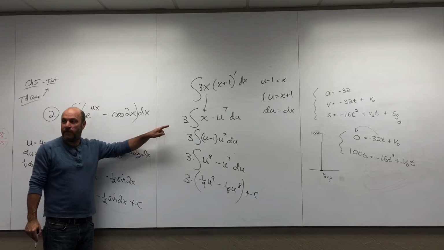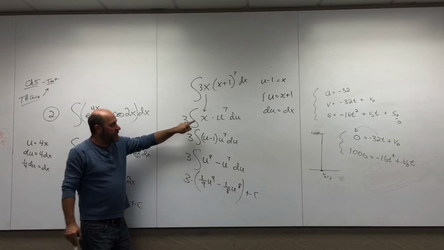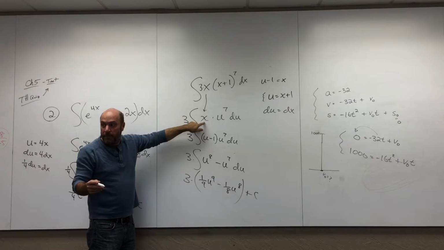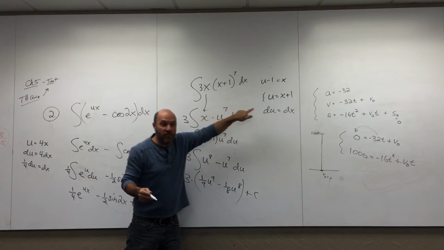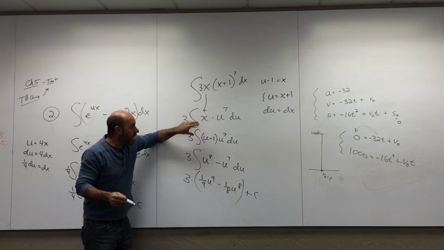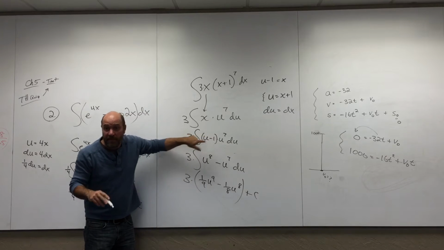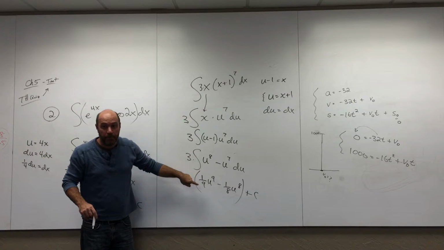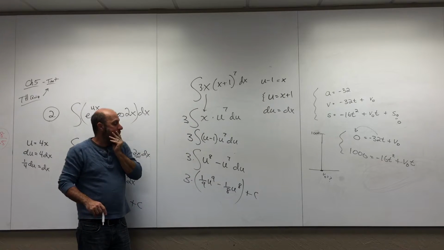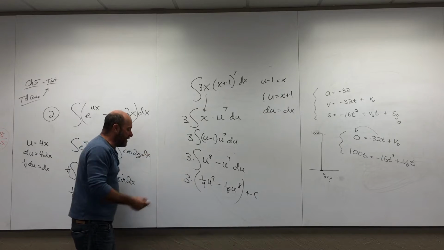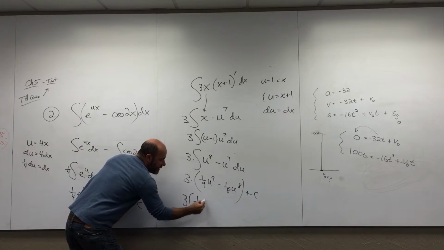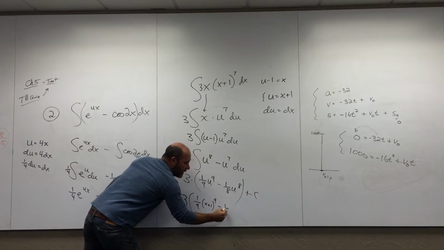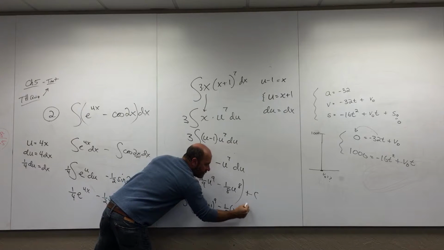You with me? It started off with that slight difficulty that there's an extra x. How am I going to deal with that? I have to solve for x in terms of u and replace it. Once I replace it, you distribute and you integrate. It's not difficult. By the way, to finish it: 1/9 (x plus 1) to the 9th, and 1/8 (x plus 1) to the 8th.